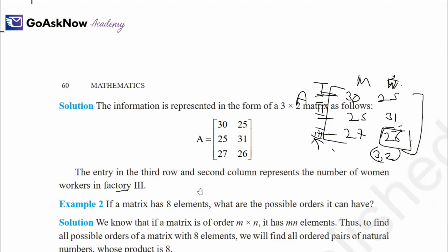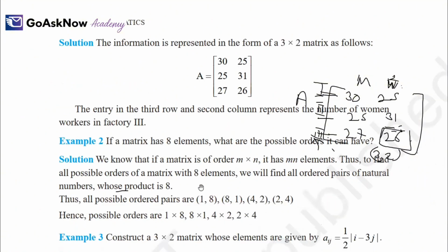Okay, so let's see. We know that if a matrix is of order m cross n, it has mn elements. Thus, to find all possible orders of a matrix with 8 elements, we will find all ordered pairs of natural numbers whose product is 8. So this is the method. We have to find the pairs of natural numbers that have the product equal to 8.